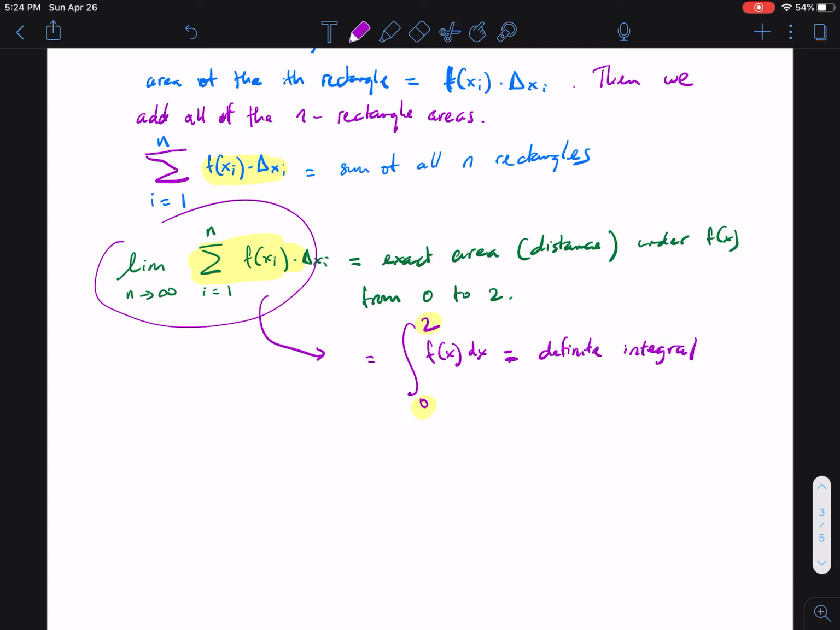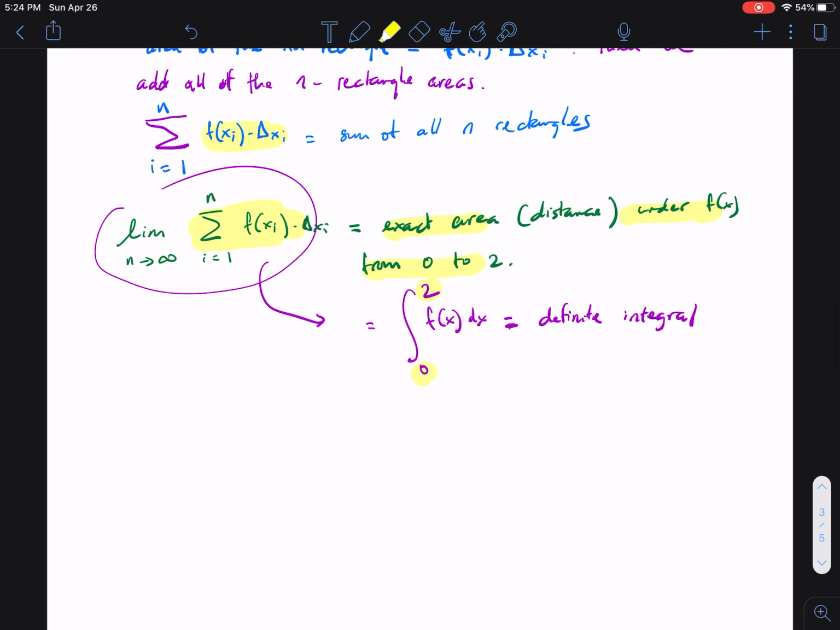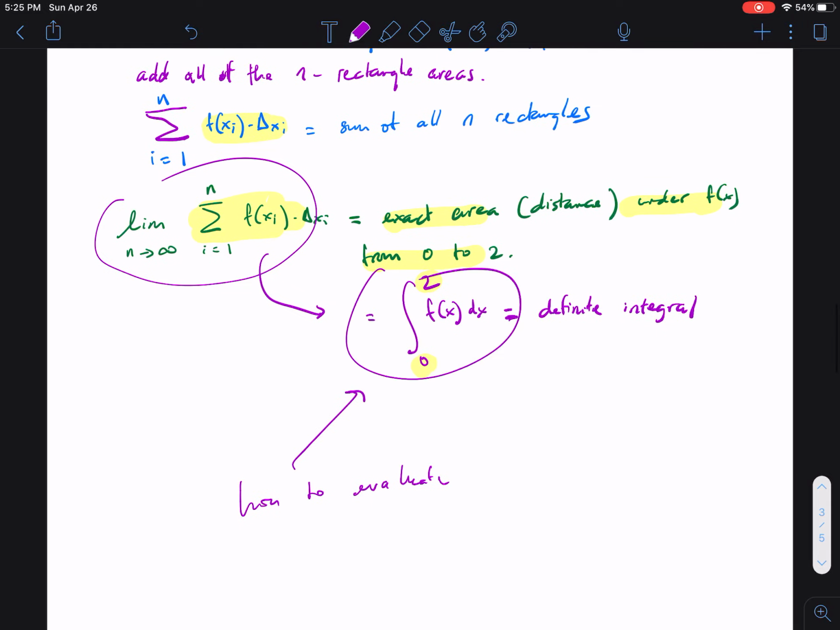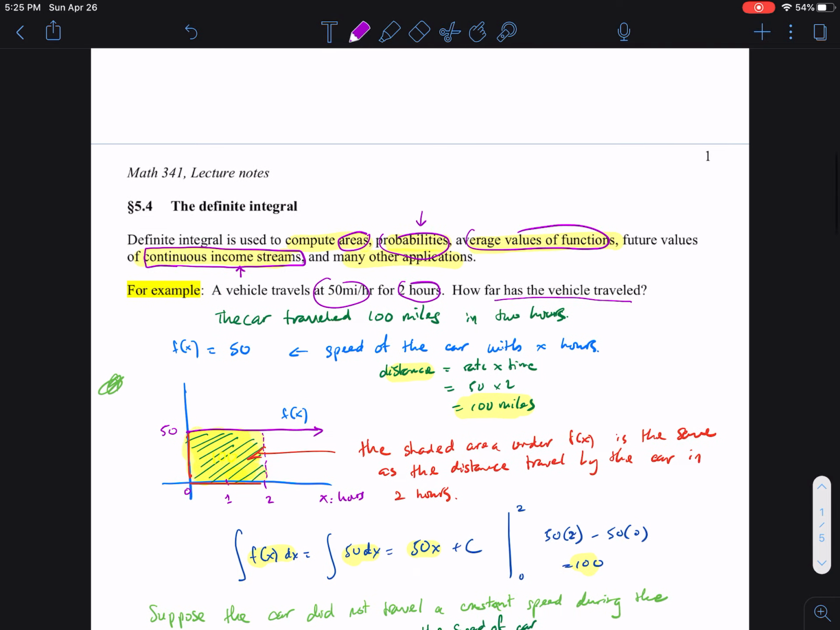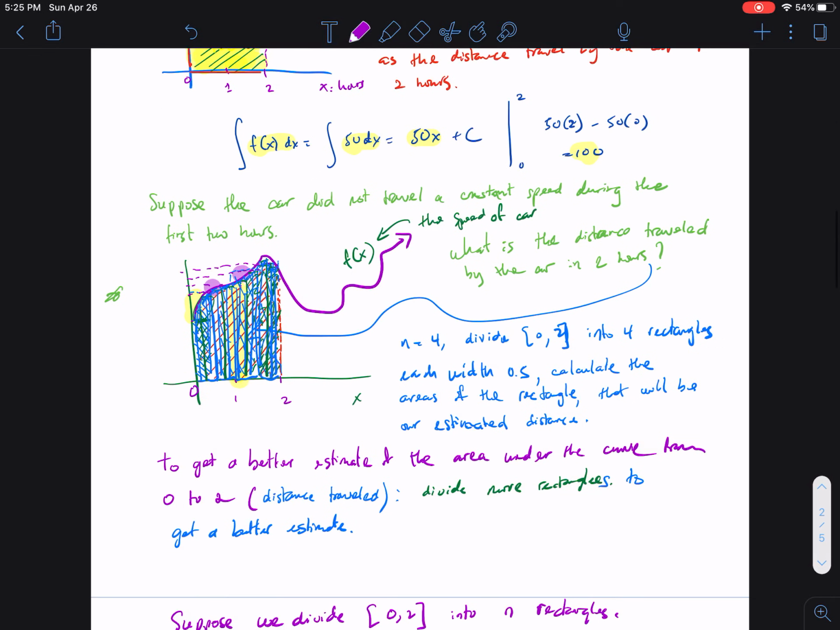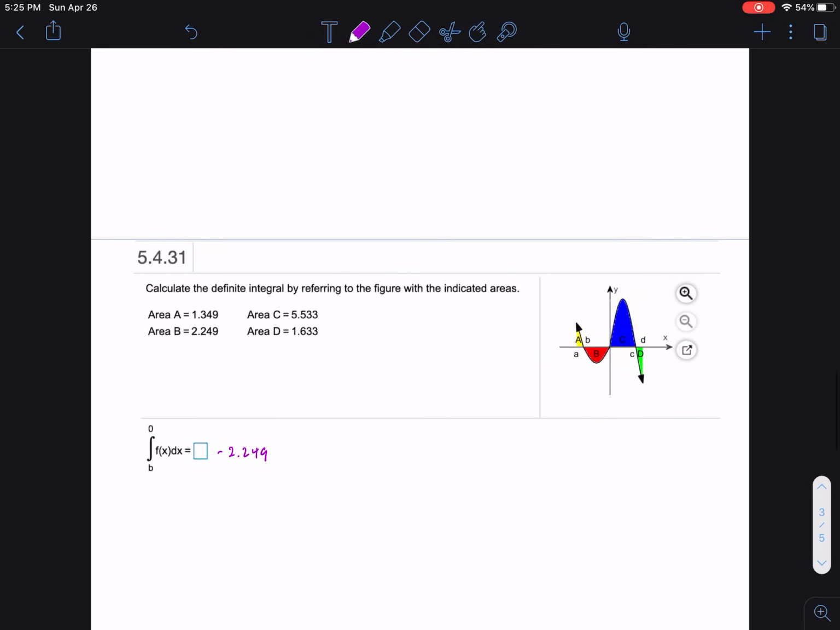So this definite integral is equal to the exact area under the function f of x from 0 to 2. In the next lesson, we're going to show how to evaluate this, and then formally define it using mathematical notation. So hopefully that makes a little more sense. I know there's a lot that we went over here, but hopefully this makes sense in terms of 5.4. In the next video, I'll go over the formal definition and I'll go over this example.